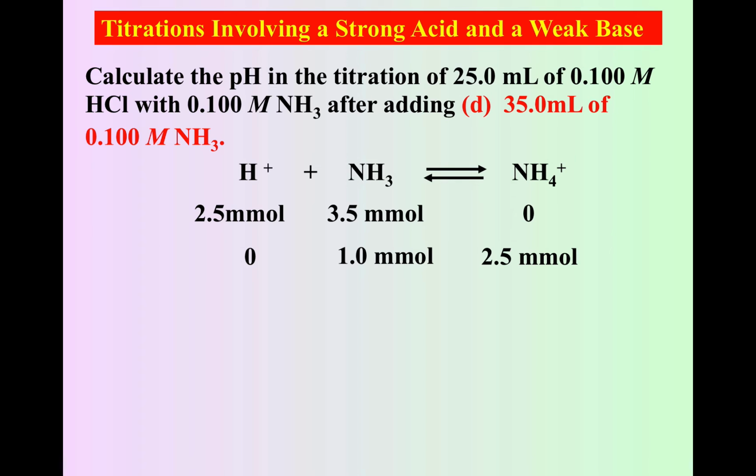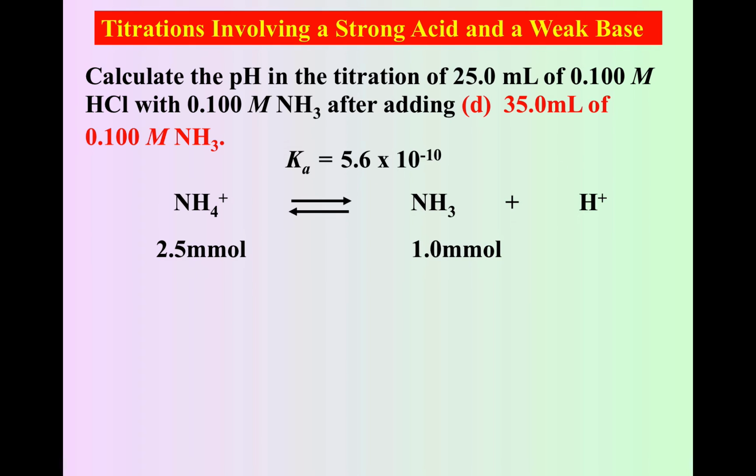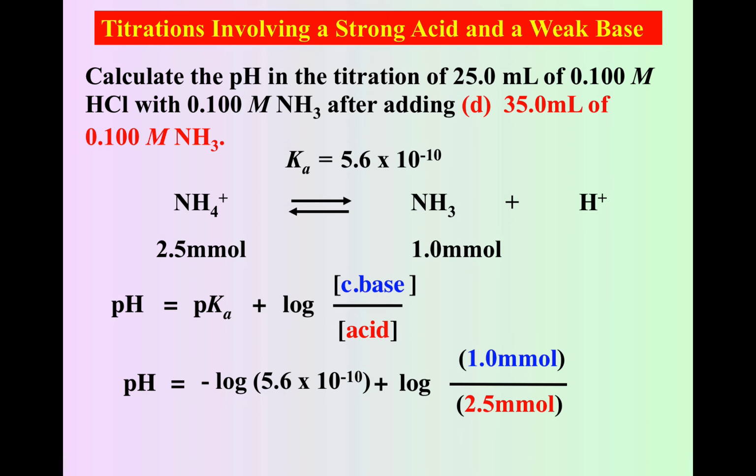So I would suggest solving this using the Ka for ammonium ion just to have a procedure. Both of these things are in solution. It's a common ion problem. I'd use the Ka for ammonium ion to solve for this. Plug these millimoles directly into the Henderson-Hasselbalch equation, right? Conjugate base over the acid, and solve for the pH. And that's how you do these titrations.